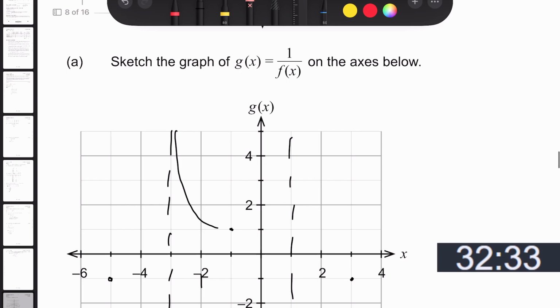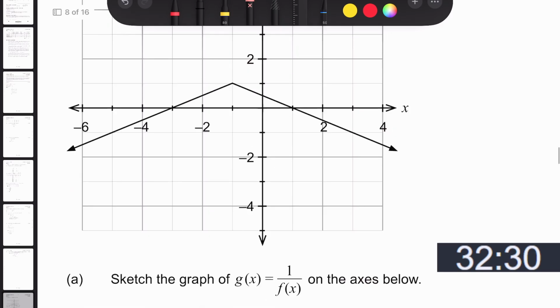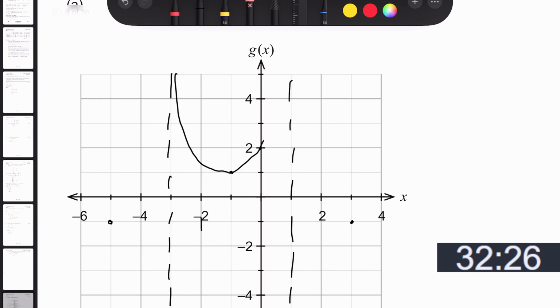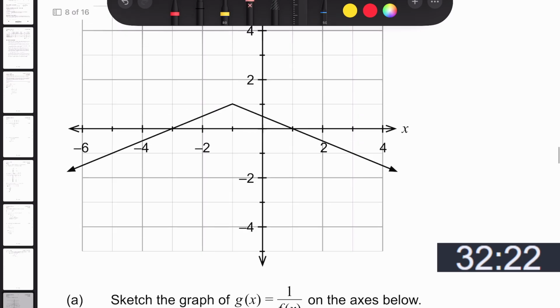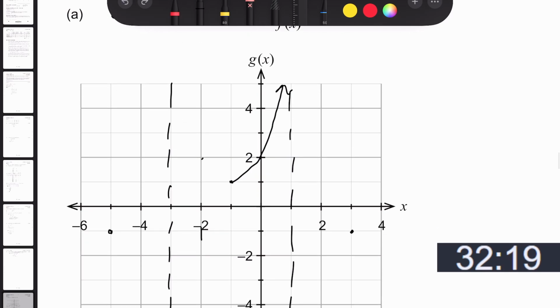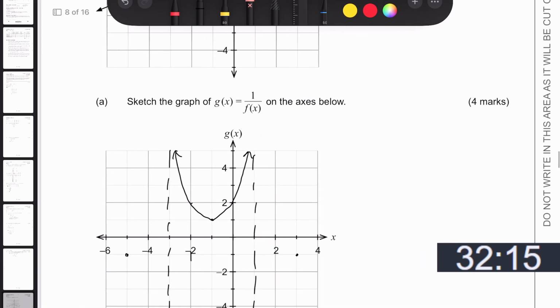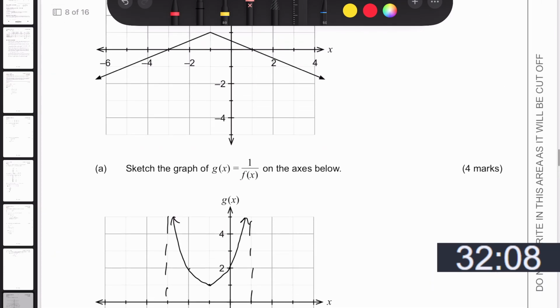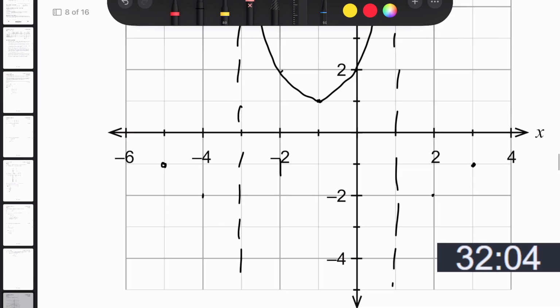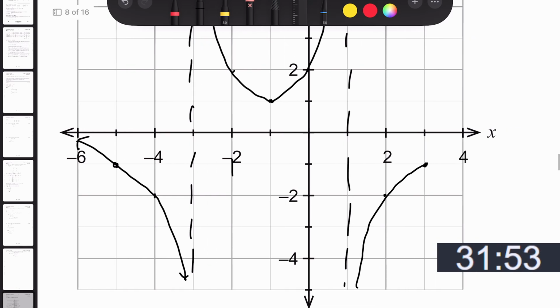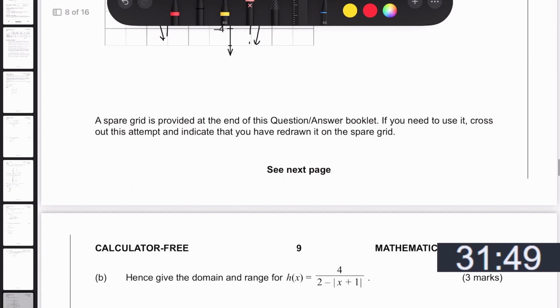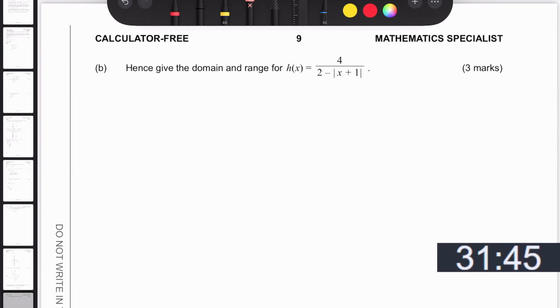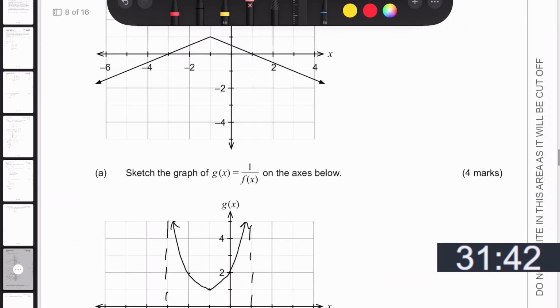Alright, so it's going to look something like this. Minimum point there. Where does it intercept? Half. And it's a half at -4, -2 there. And then half at 2, so -2 there. Boom, and then here, boom. Alright.